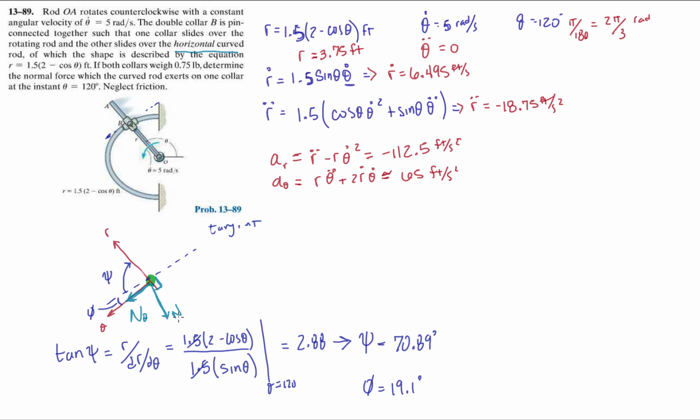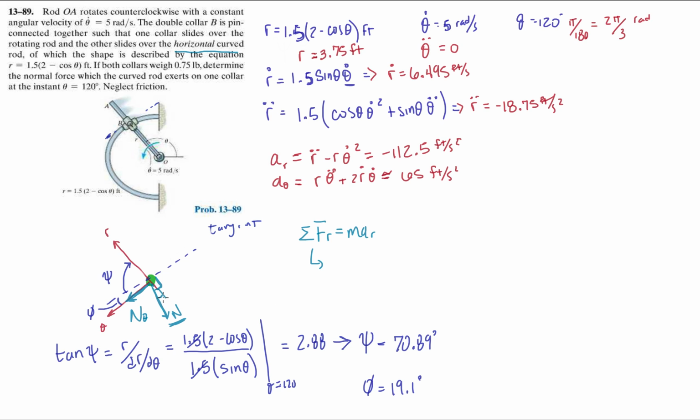Okay, so what's next? Well, now let's just solve. We're solving for the normal force which the curved rod exerts on one collar. So we're looking for N. Okay. So let's see, which equation can we use? We can do N theta, but then we'll have two unknowns. If we do forces along the radial direction, okay, so let's write down what the forces are in the radial direction.